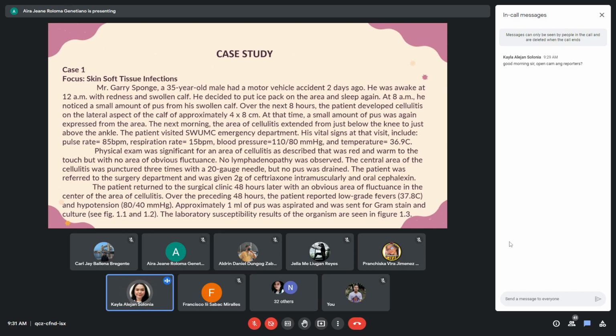Over the next 8 hours, the patient developed cellulitis on the lateral aspect of the calf, approximately 4 by 8 centimeters. At that time, a small amount of pus was again expressed from the area. The next morning, the area of cellulitis extended from just below the knee to just above the ankle. The patient visited SWUMC Emergency Department.